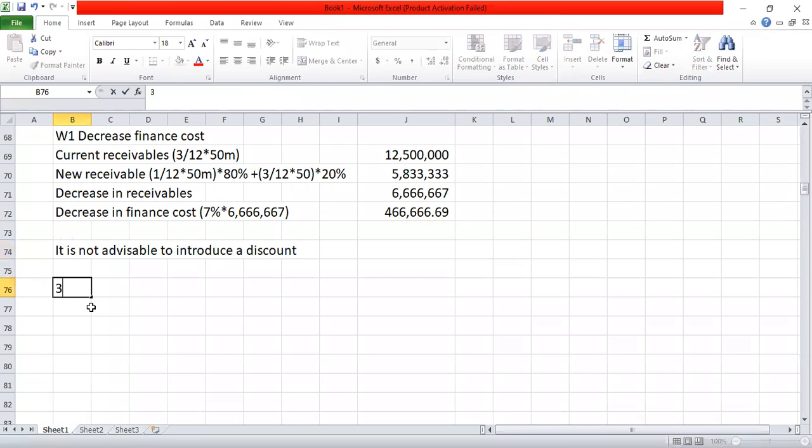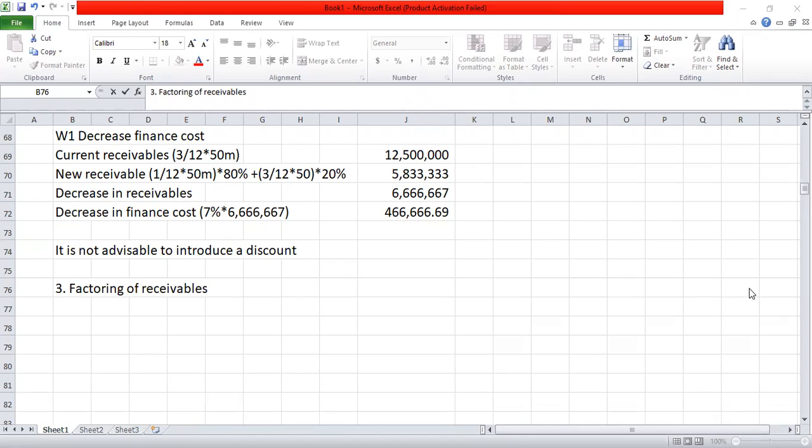Number 3 is the factoring of receivables. Is there any situation under introducing this where we can face an increase in finance cost if there is an increase in receivables? It's going to depend on the cost. Probably the sales have increased. If the sales have increased, you may expect that your receivables are going to increase and you are going to need more money to finance.